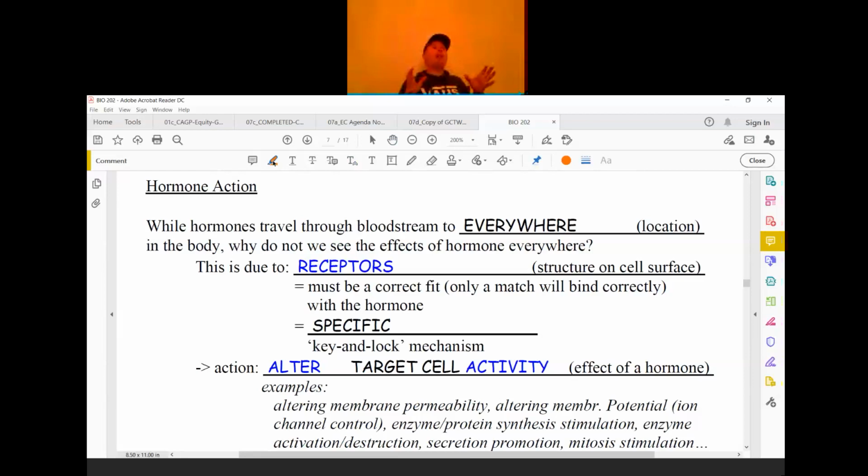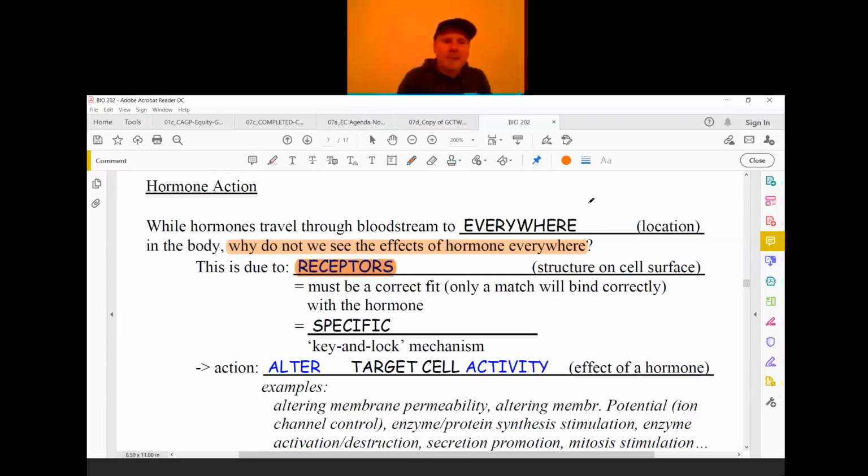Well, the next question that I normally ask my students in face-to-face classes is this: if hormones are released from one gland and they travel to all parts of the body, why don't they change the behavior of all the cells in the body? Wouldn't that make sense? That's, I think, a very good question. And really the secret or the answer to that is going to be within the receptors.